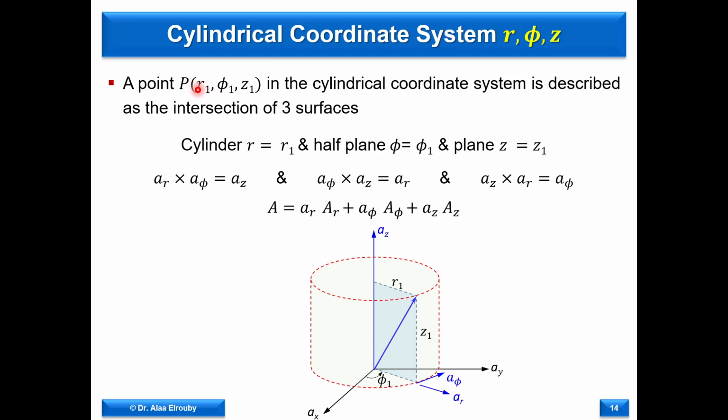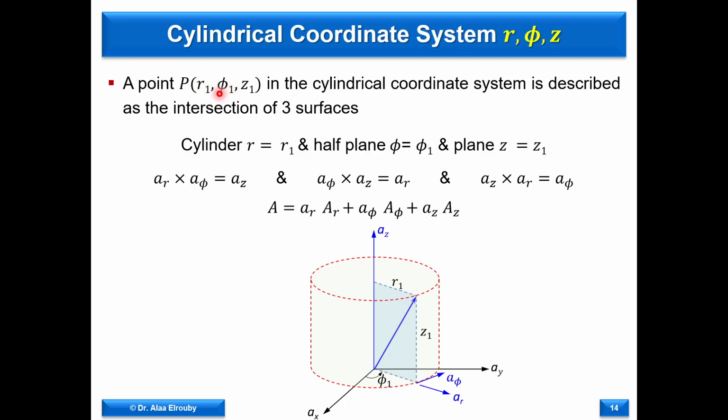So r is the distance from the z-axis. If the distance from the z-axis is constant, this will draw the surface of a cylinder. So this surface of a cylinder describes the surface where r equals a constant.